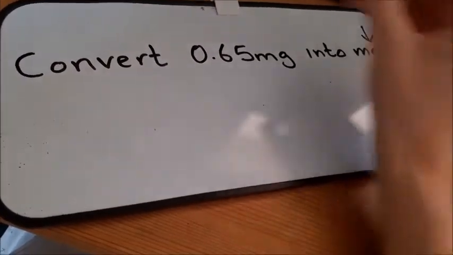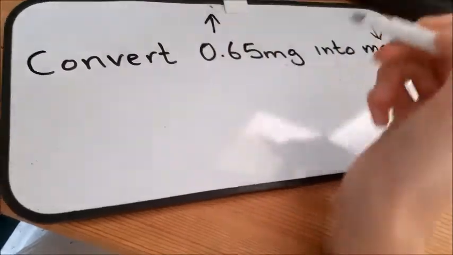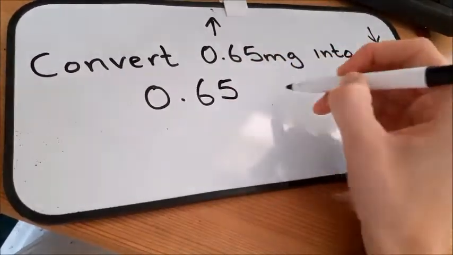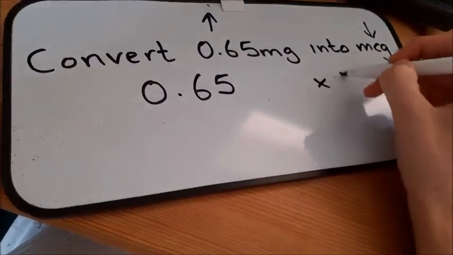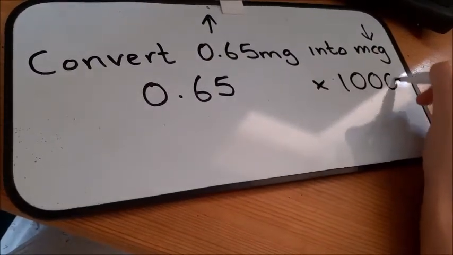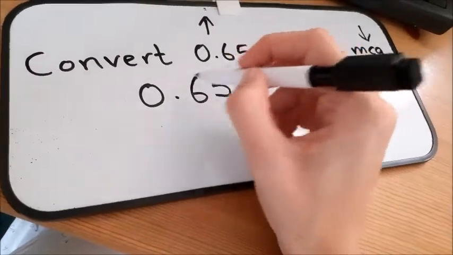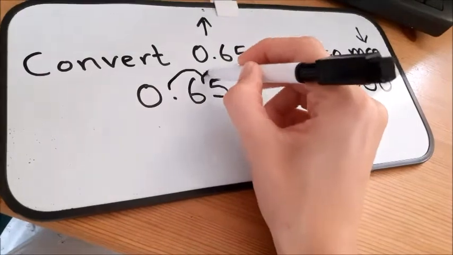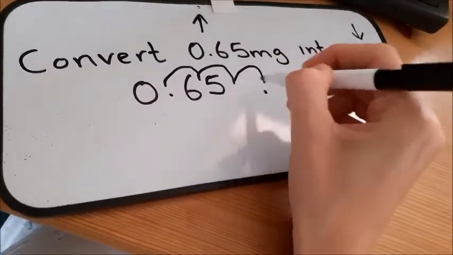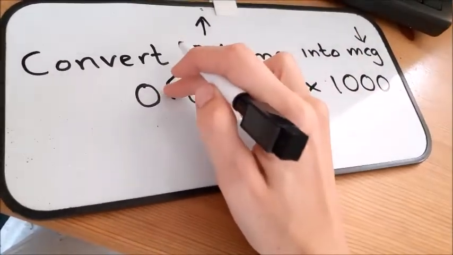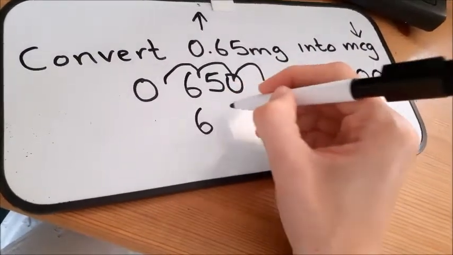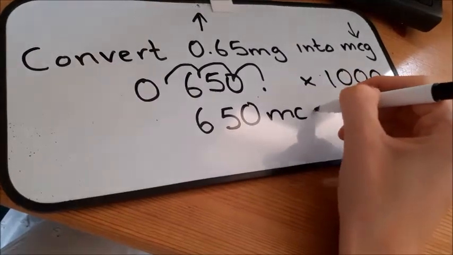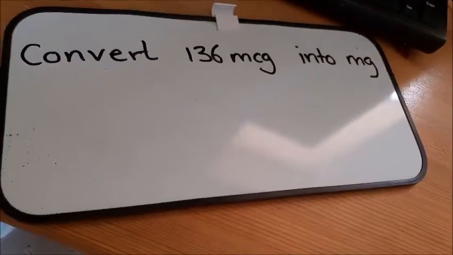Okay, another one the same as that. Micrograms is a smaller measurement. This number will become larger. 0.65 milligrams times by 1,000. I'm just leaving plenty of space for me to move my decimal point. 3 spaces to the right. 1, 2, 3. Decimal space goes here. 0 goes here. We've moved this decimal space. 650 micrograms. Okay, let's work the other way now.